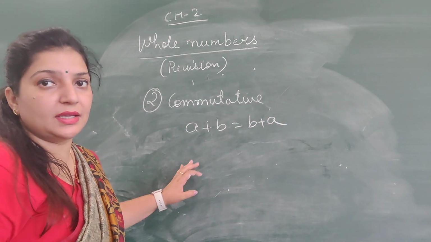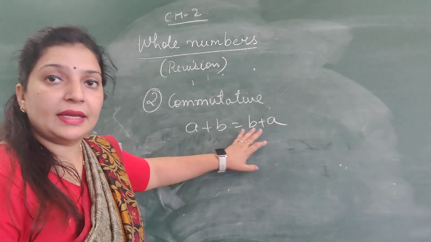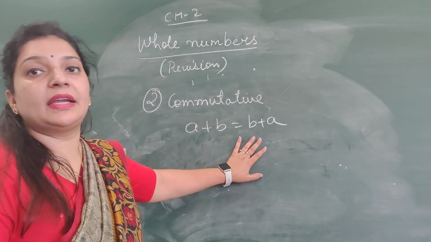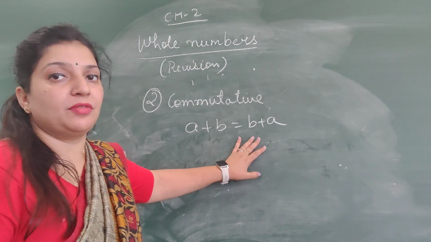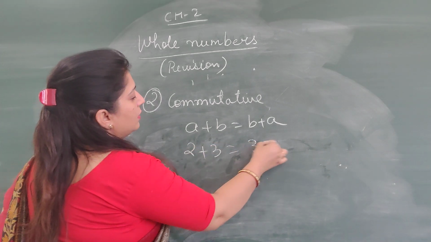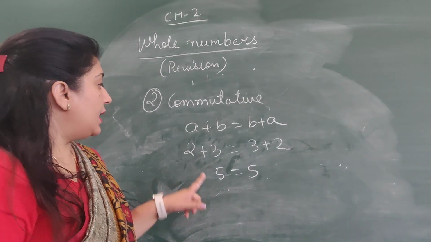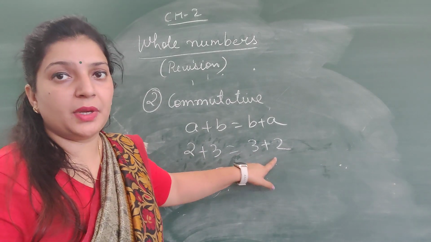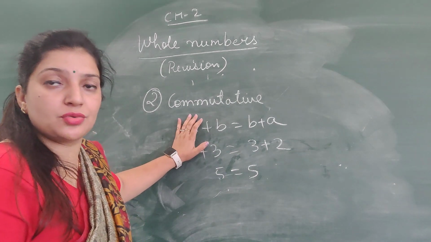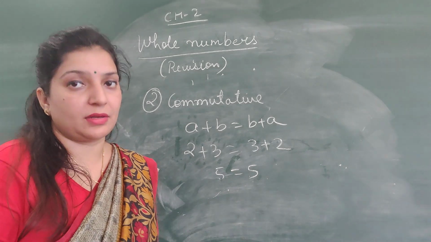Now, here we can see there are two numbers, A and B. I added them and then I added them in reverse order, B plus A. Still, my sum would be the same. We can see the example. Either I add 2 plus 3 or I add 3 plus 2, I will get 5. Alright, so commutative property holds true for addition, but again it does not hold true for subtraction.